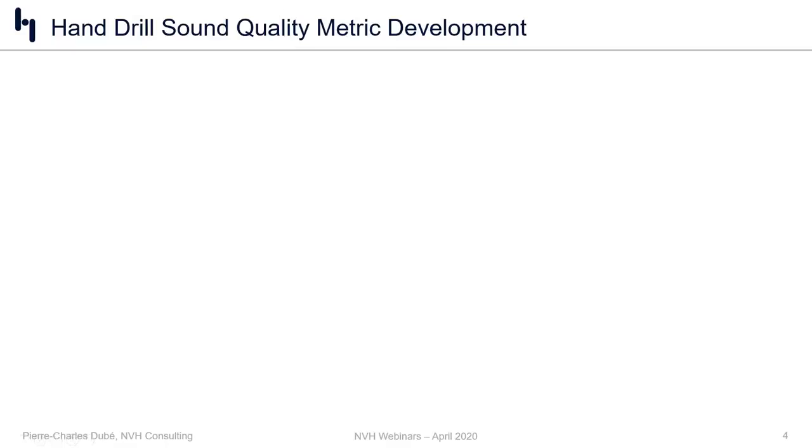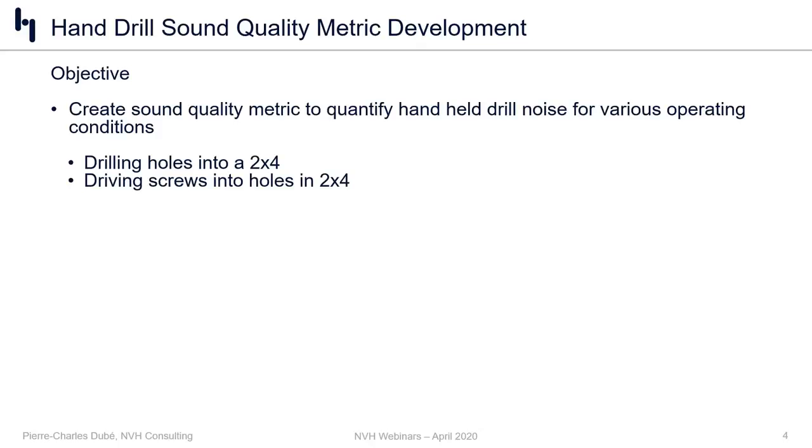So I'd like to illustrate the metric development process using a small project that we did. In this case, I was testing some handheld drills, and we were evaluating the overall sound quality for a few different operating conditions. In this case, I was drilling holes into a 2x4, the skinny side, and then driving screws into those holes.